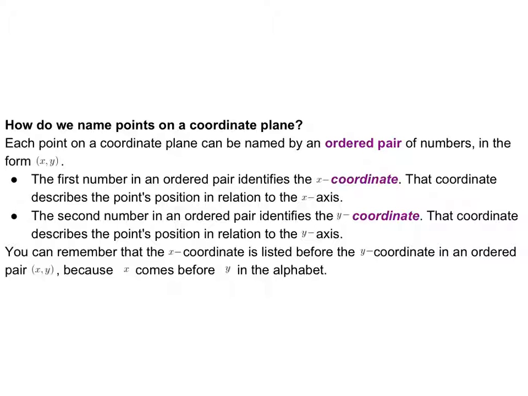So how do we name those points on a coordinate plane? Each point on the coordinate plane can be named by an ordered pair in the form of (x, y). In parentheses, it's the x coordinate first, then the y. The first number identifies the x coordinate. That describes the point's position in relation to the x-axis. The second number of the ordered pair is the y coordinate. That describes the position in relation to the y-axis. You have to remember that the x coordinate is before the y coordinate. An easy way to do that is to think about the alphabet: x comes before y, so the x coordinate will be before the y coordinate in the ordered pair.